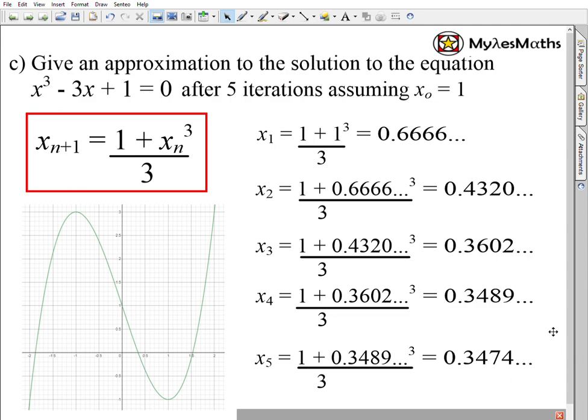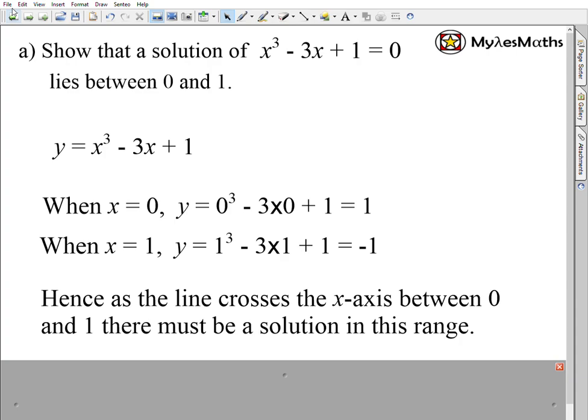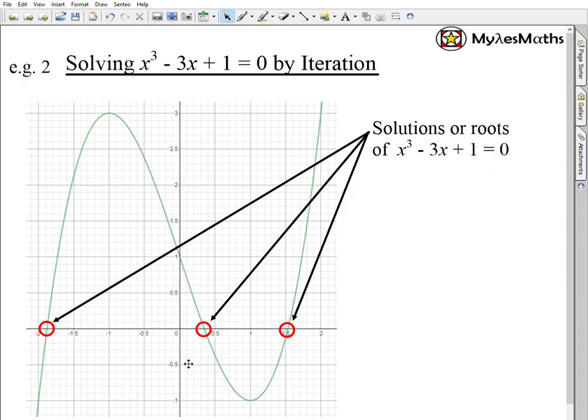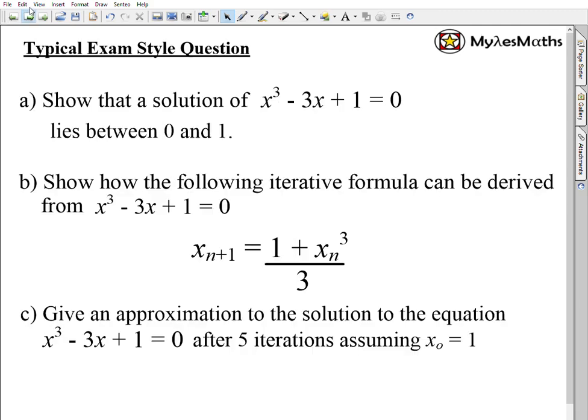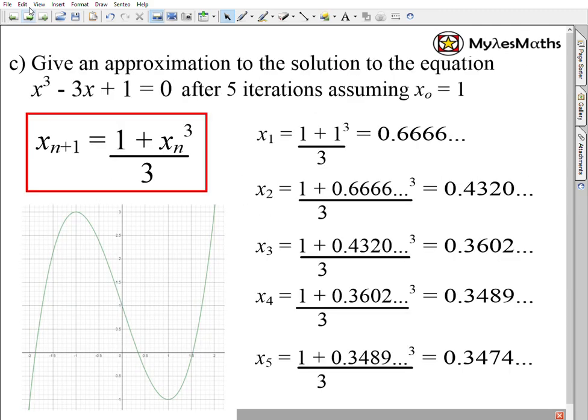Now, we're not going to comment at the moment on how good an estimate to the solution of this equation this is. We're not actually going to check it. However, what we can see if we go back to the graph earlier on is that somewhere between 0 and 0.5 there is a solution. And if I look at that, it's certainly between 0.3 and 0.4. So this looks like a fairly decent approximation of the solution.